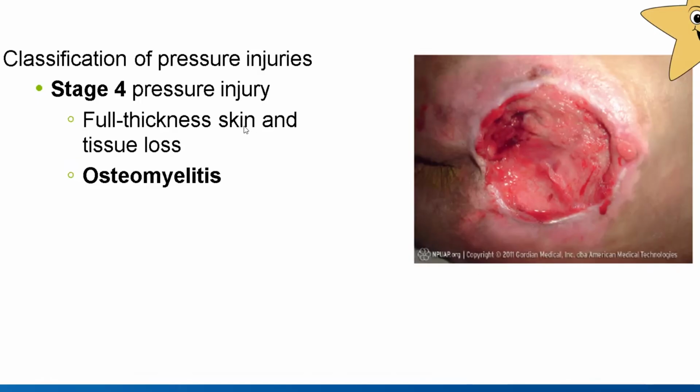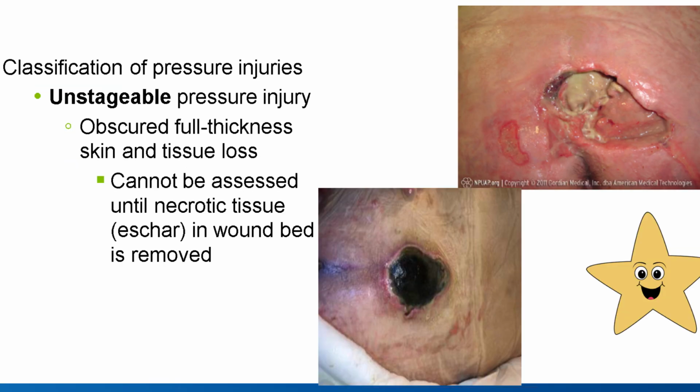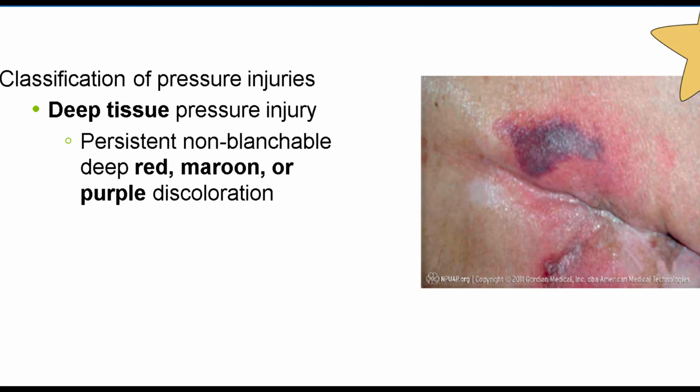Unstageable pressure injury. An unstageable pressure injury is a full thickness wound, but the depth cannot be determined. The wound bed is covered with slough or eschar, and the true tissue damage is hidden underneath. Until the necrotic tissue is removed and the wound bed is visible, the injury cannot be staged.